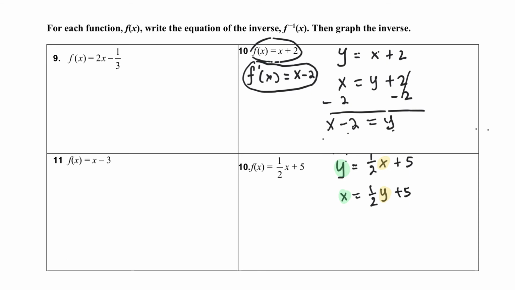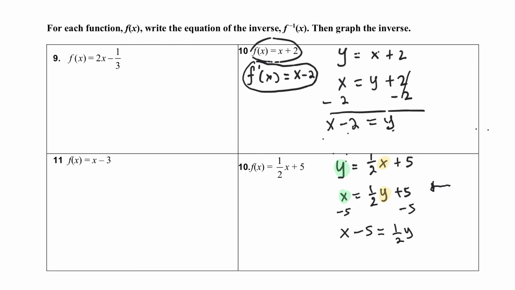So now you're going to go through the process of solving for y. So here, just solve for y. Use your algebra techniques. You're going to go ahead and subtract 5 from both sides. So I'm going to write it awkwardly, but that's the way you need to write it. x minus 5 is equal to 1/2 y.